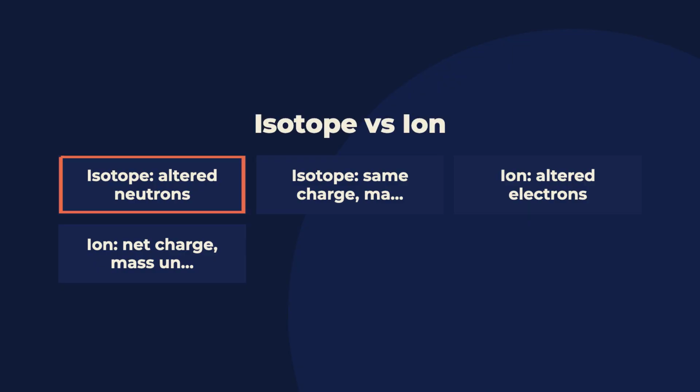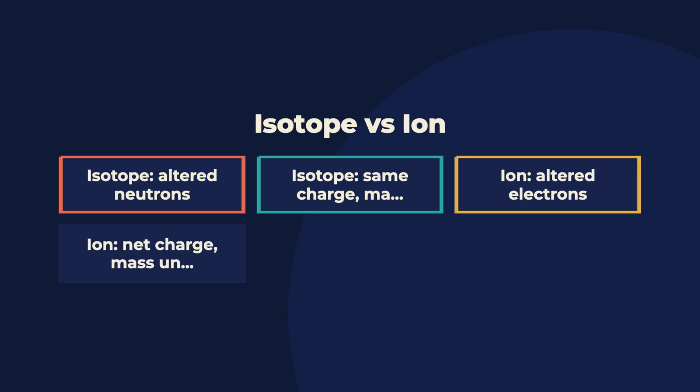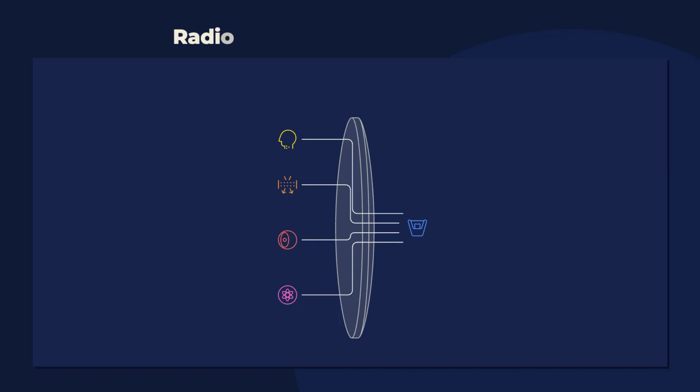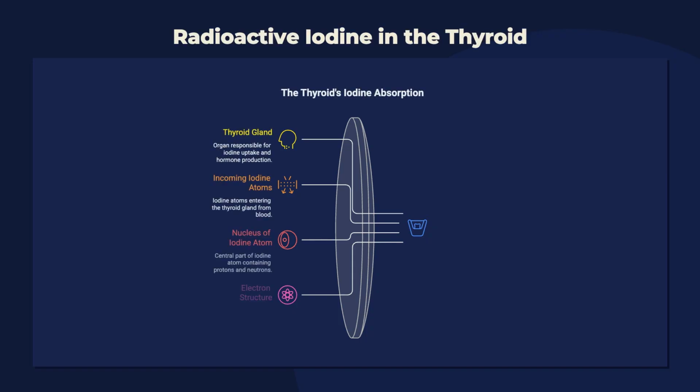Guard this distinction carefully. An isotope has an altered neutron count, keeping the same charge and chemistry but a different mass. An ion has an altered electron count, giving it a net charge and different chemistry, but essentially the same mass. This is why the thyroid scan works. Radioactive iodine is pulled into the gland exactly like ordinary iodine, because only the nucleus differs. The same principle lets PET scans tag glucose to reveal tumors and active brain regions without changing how the body uses it.